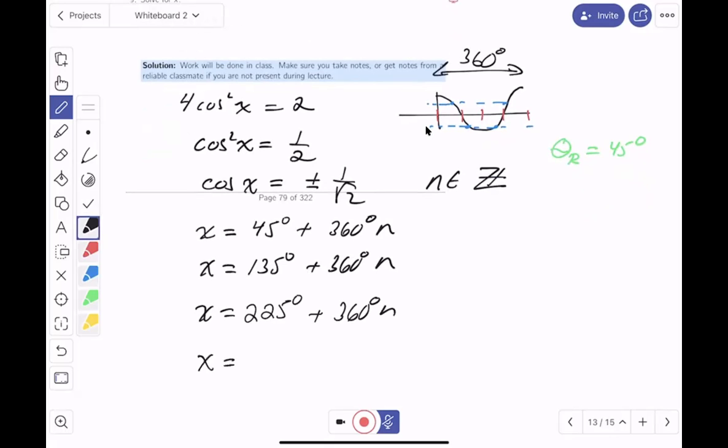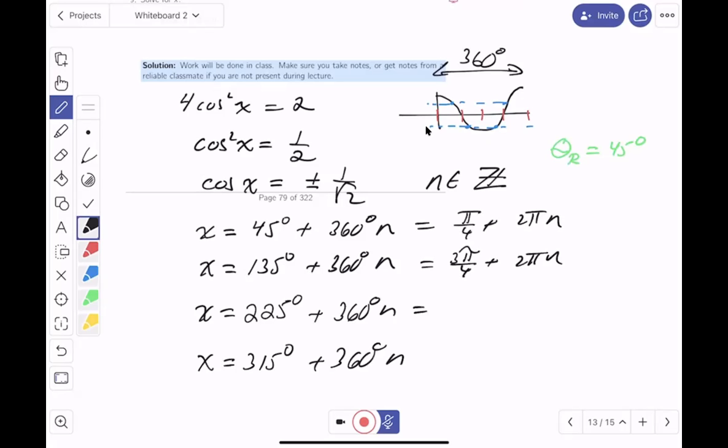What's the next one going to be? Well, it's between 270 and 360 with a reference of 45, so 315 degrees plus 360 degrees n. Well, I'm going to write this down now in radians, which is pi over 4 plus 2 pi n. This is going to be, let's see, 3 pi over 4 plus 2 pi n. And this is going to be, let's see, 5 pi over 4 plus 2 pi n. And this one's going to be 7 pi over 4 plus 2 pi n.